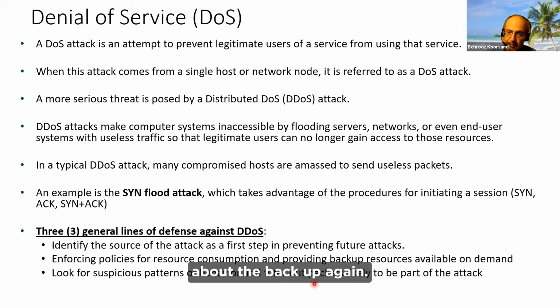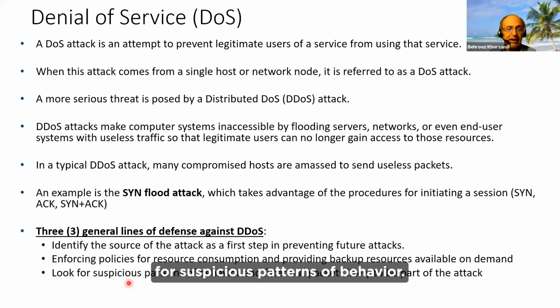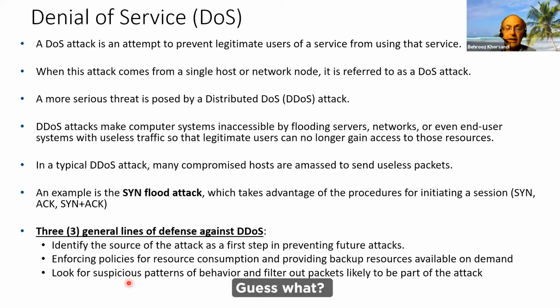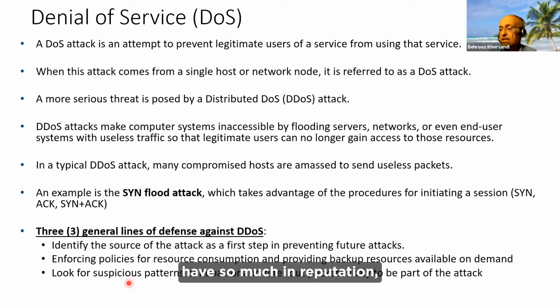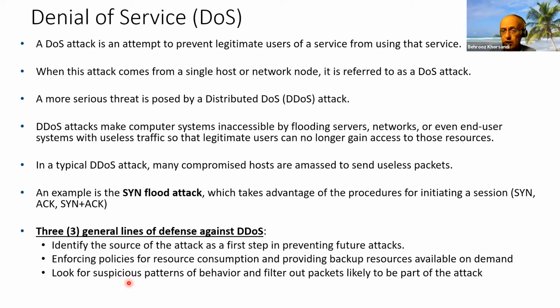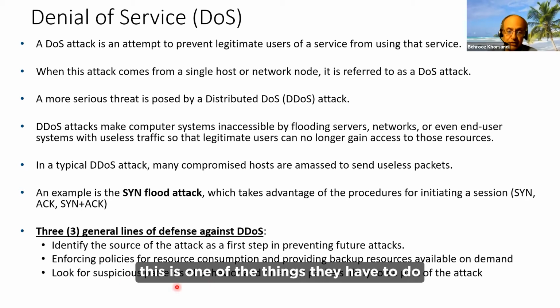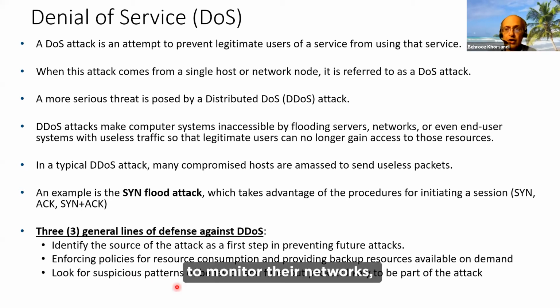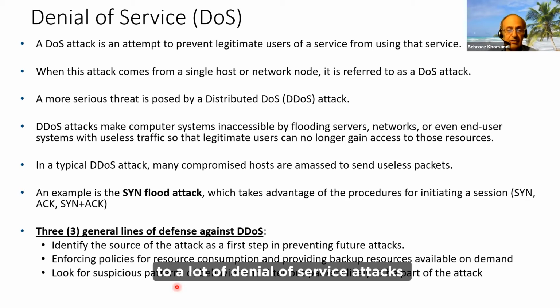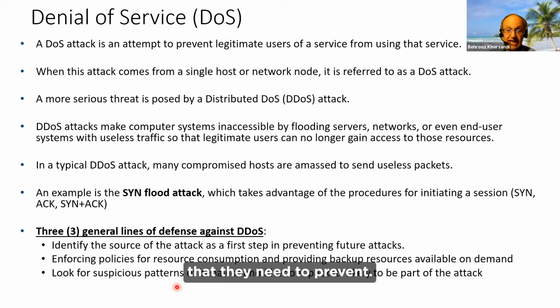Notice I keep talking about the backup again. You have to be continuously monitoring your network for suspicious patterns of behavior. Guess what? Because cloud providers have so much at stake in reputation, this is one of the things they have to do to monitor their networks, because you can be guaranteed that their network is subject to a lot of denial of service attacks that they need to prevent. And as a result, you want to make sure you filter out any packets that could be part of that attack.